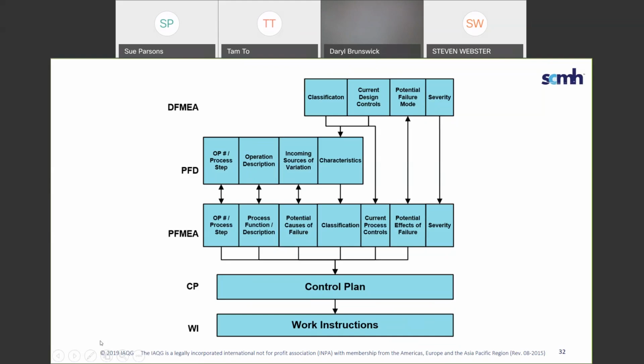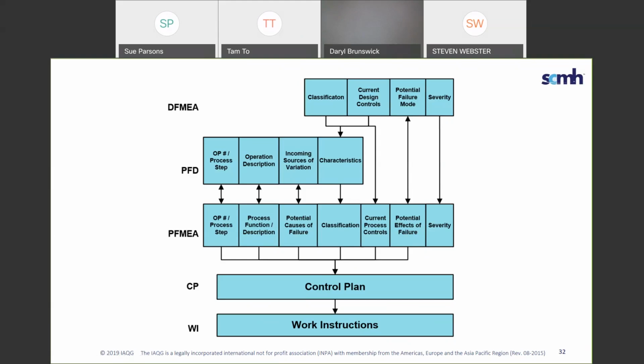I should also note that another component of severity would be the impact on the operator, or whoever is working in the process, to make sure that they are safe. So a high severity ranking for that should also be included in the PFMEA. And if you look, you can see that incoming sources of variation that were brought up earlier would result in causes of failure in the PFMEA, coming from the process flow diagram.